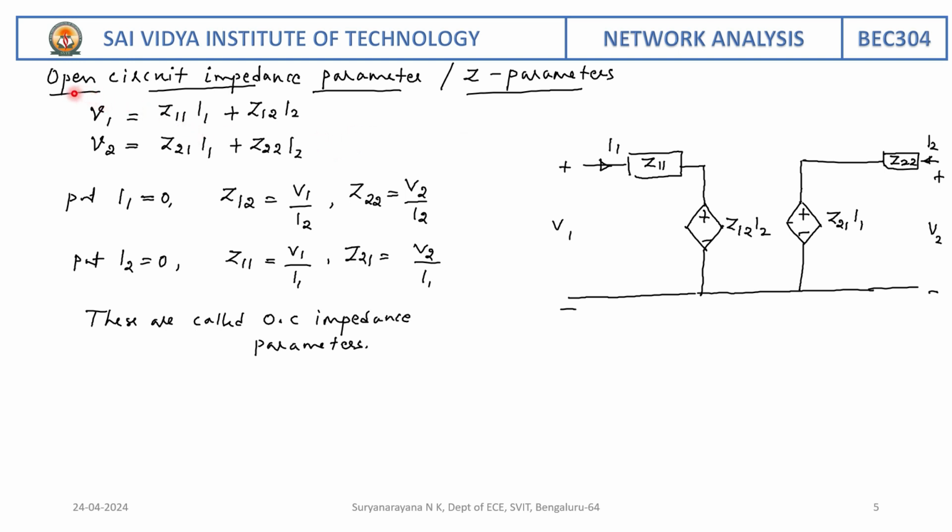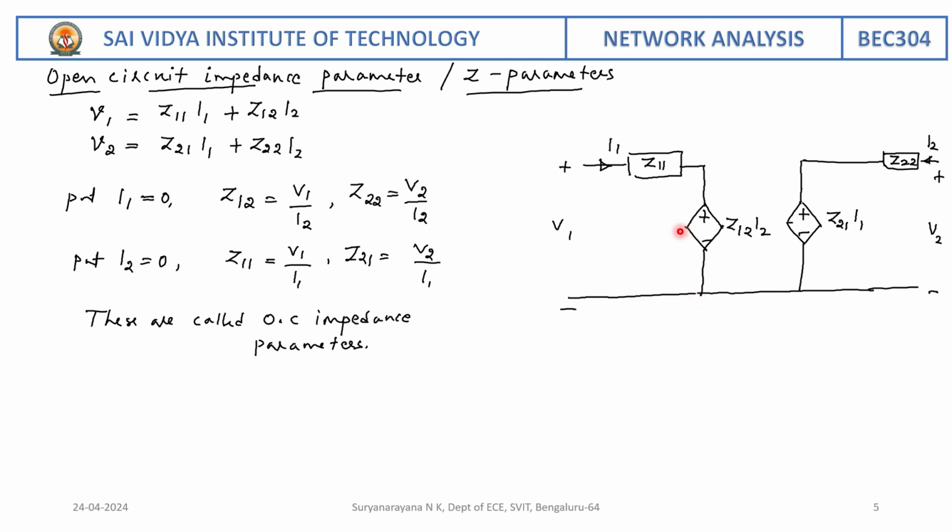We are now going to study open circuit impedance parameter or Z parameter. The equations that we are going to write in Z parameter are as follows: the voltages V1, V2 are written in terms of I1, I2. V1 is equal to Z11 I1 plus Z12 I2 and V2 is equal to Z21 I1 plus Z22 I2. Just by putting I1 is equal to 0 or I2 is equal to 0, we get the expressions for the various open circuit impedance parameters like Z11, Z12, Z21 and Z22.